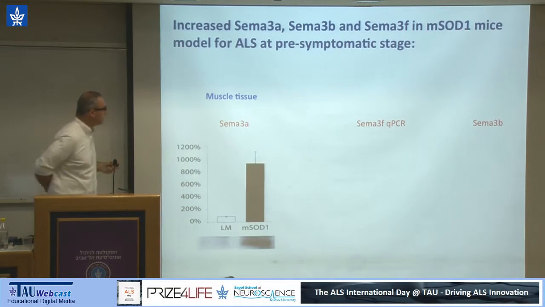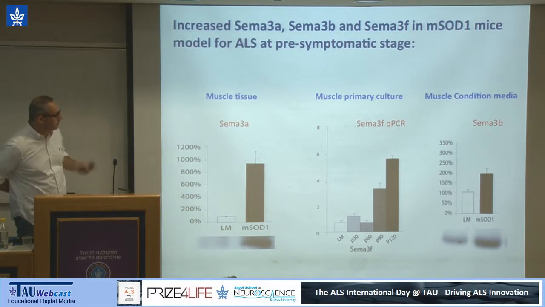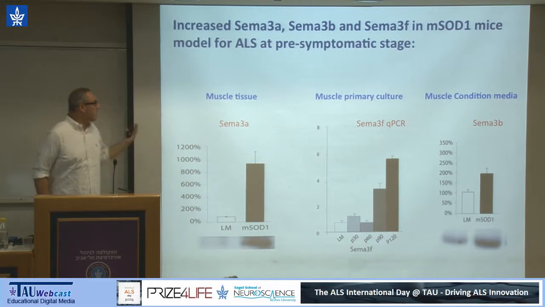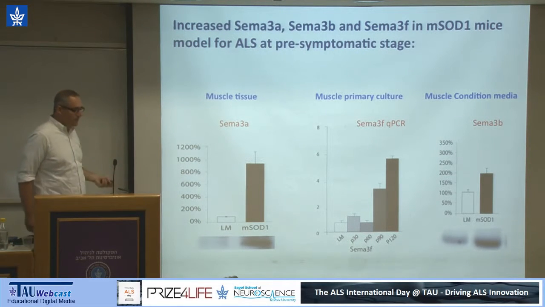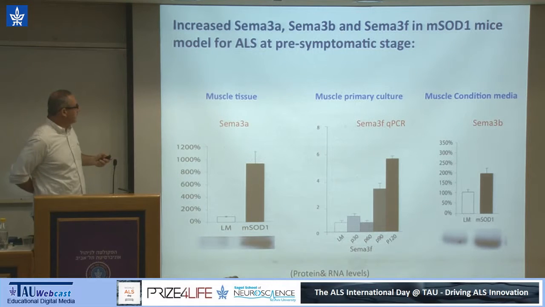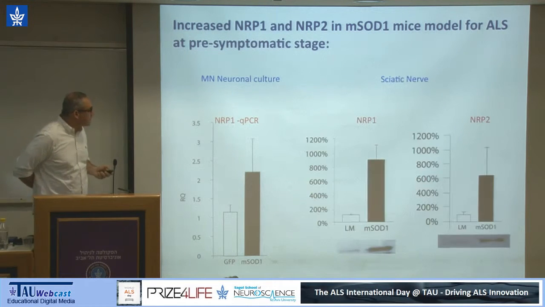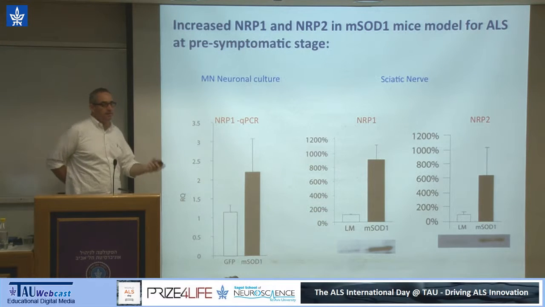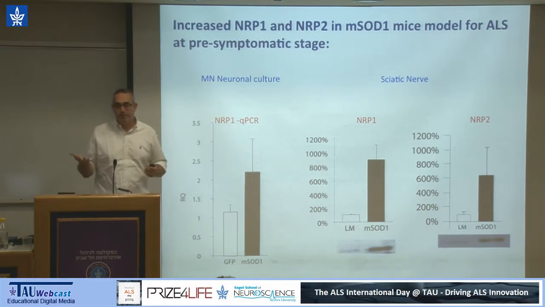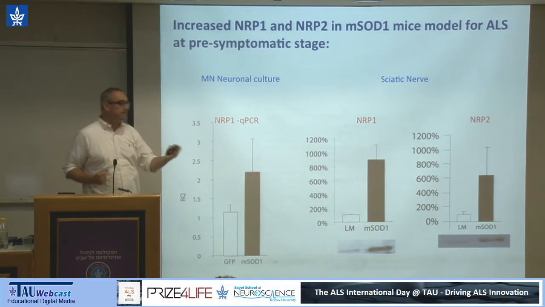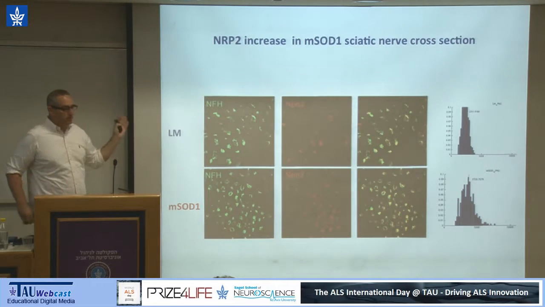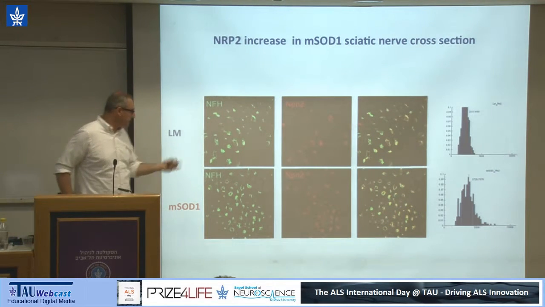So to test this idea, and I will not go over all the data, we first show that different semaphorins are elevated in muscles, in different muscle models, both at the protein and at the RNA level. We also show that the receptors of those semaphorins are elevated on the neuron side. So there is on one side more secretion of semaphorin from the muscles. On the other hand, there is an increase in the receptors for those semaphorins on the neuron side. And we did it using real-time PCR and Westerns and staining and so on.